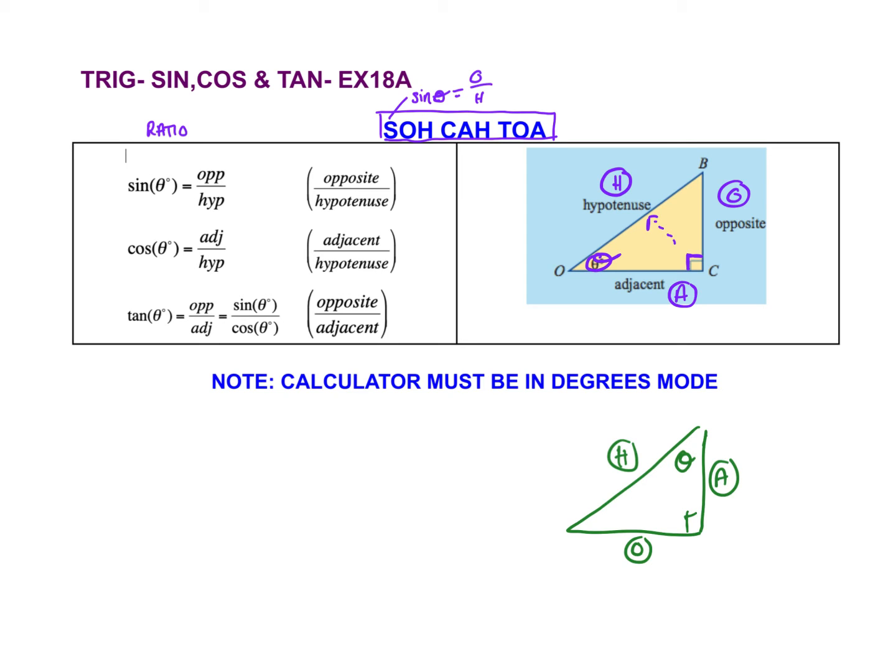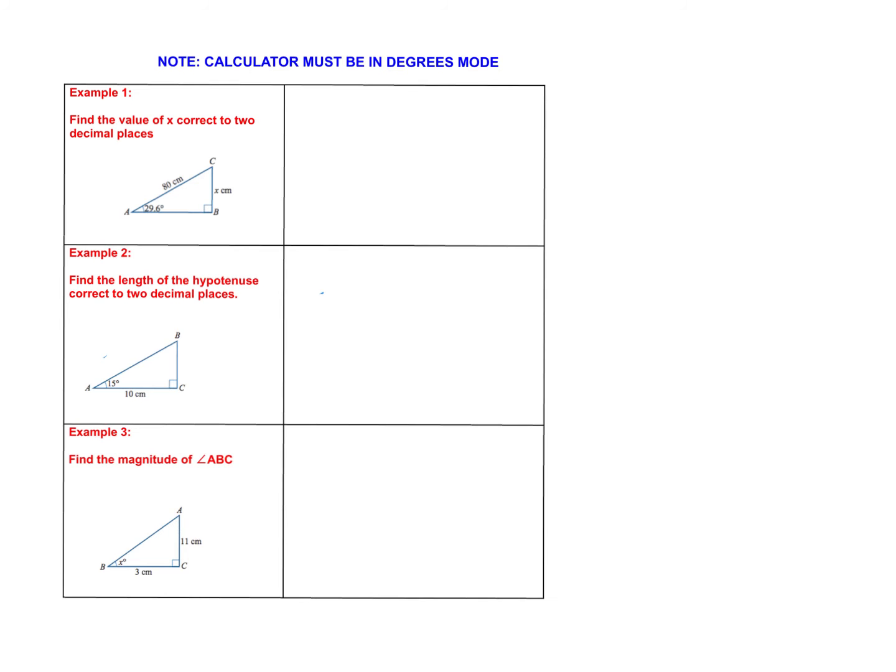Now, this is really important, particularly for methods kids. Your calculator must be in degree mode for this, and for methods it must be in radian mode. So you need to be really careful and look at that when you're going into either testing. All right, so we'll check that it is.